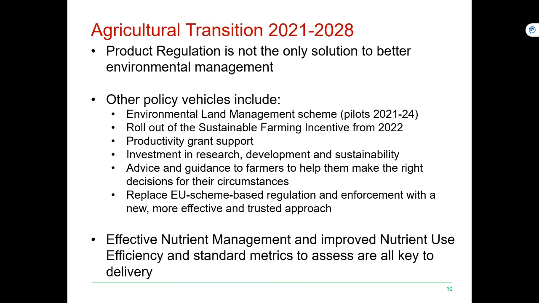And so, as well as looking at product regulation at the moment, we're also looking at reviewing and again streamlining some of the downstream regulation around fertiliser use. So in reality, effective nutrient management and improved nutrient use efficiency, and standard metrics to assess these, are all key to delivery of not only our product regulation, but also our downstream regulation, and all of those policy vehicles which will help to shift us towards a greener environment for fertilisers generally.